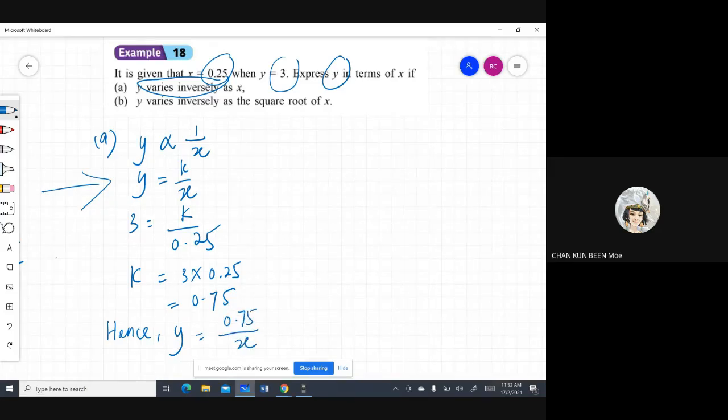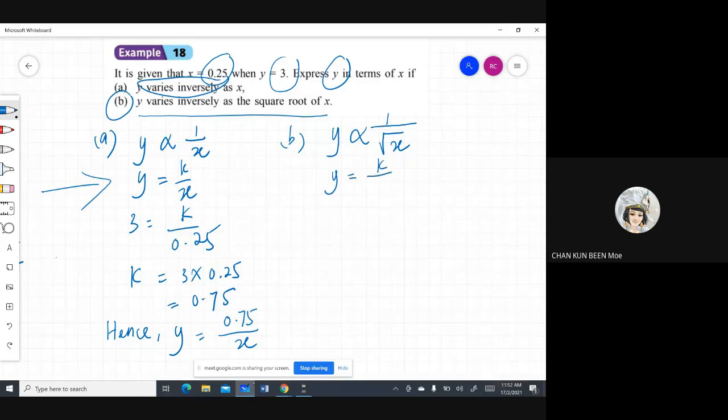And then for part B, y varies inversely as the square root of x. So you start with the relation first. y varies inversely means 1 over the square root of x. Same thing, you change to an equation, y equals k over square root of x, and substitute the values of x and y. So 3 equals k over square root of 0.25. Then you press the calculator, k is equal to 3 times square root of 0.25. When you press the calculator, you will get 1.5.